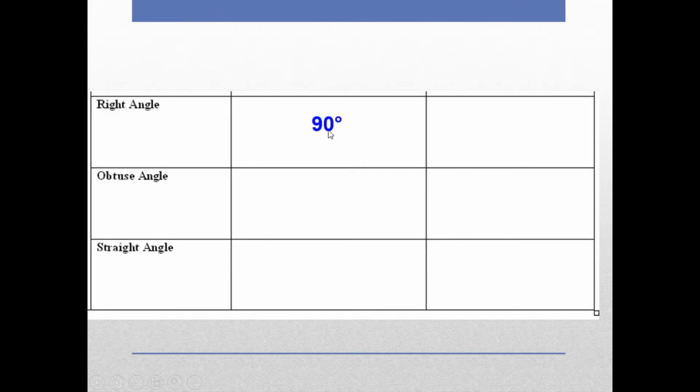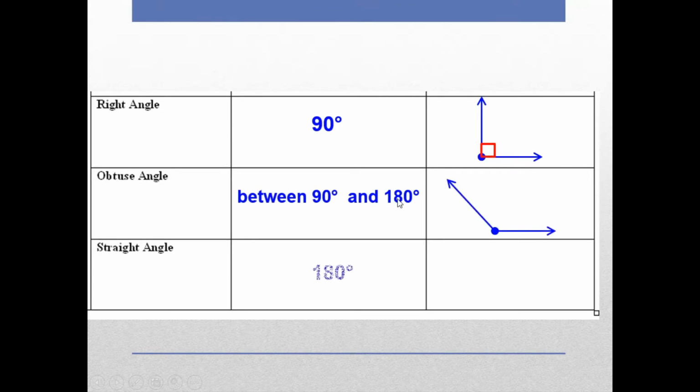A right angle is an angle with a 90-degree measure. It looks like that. It's also called a square angle, and it gets a little square symbol in the angle like that. An obtuse angle has a measure between 90 and 180 degrees. So really it's just bigger than a right angle.